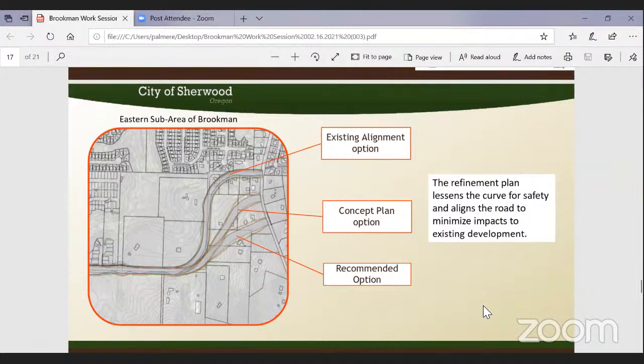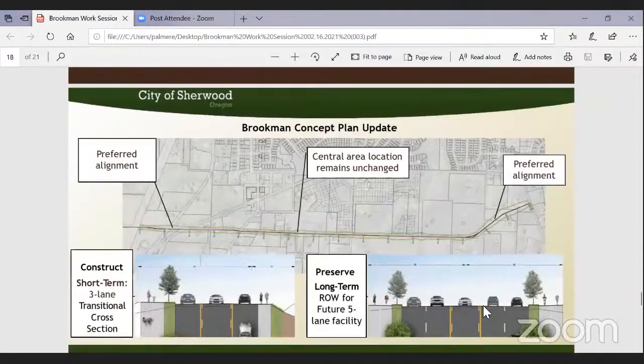So here in the eastern sub area, we have Brookman, and we try to alleviate that curve, that sharp turn that I think everybody knows about along Brookman, and to really lessen impacts to existing structures in that area as well. So overall, the Brookman concept plan update, we're really looking at the preferred alignment of Brookman where it is now, making sure that we retain enough right-of-way for a future 5-lane facility, but in the interim, construct the 3-lane transitional cross-section.